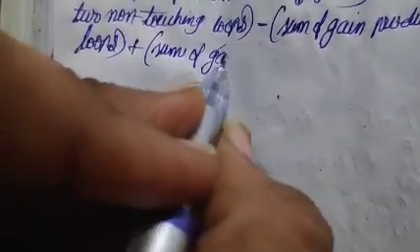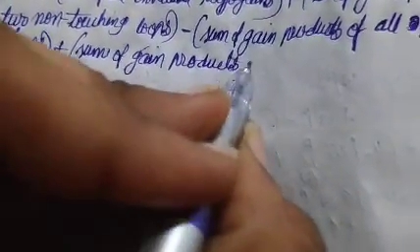sum of gain products of all possible four non-touching loops, minus of, and this is going to keep on continuing.